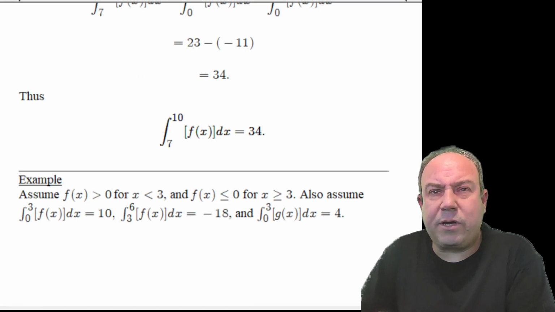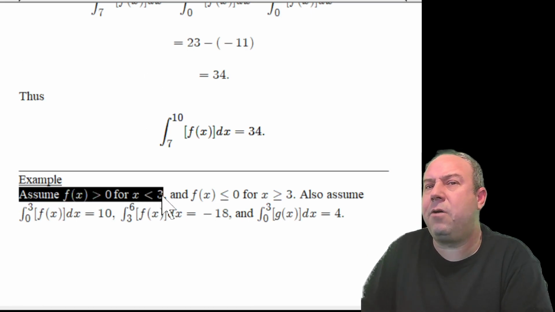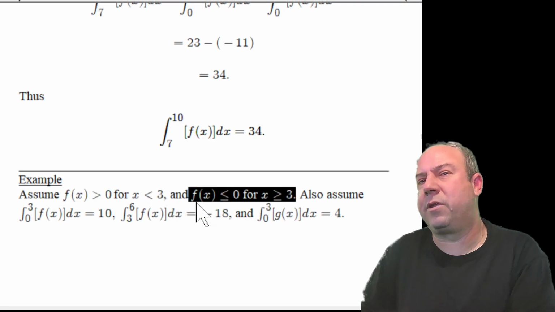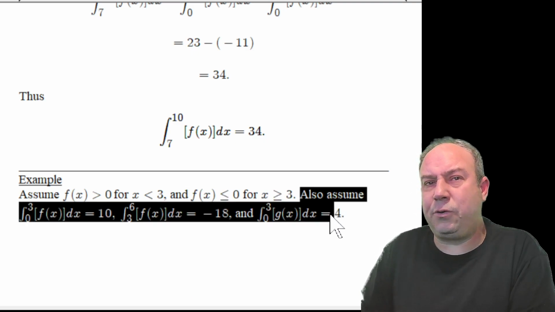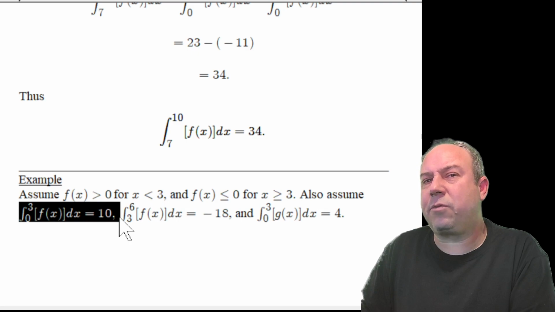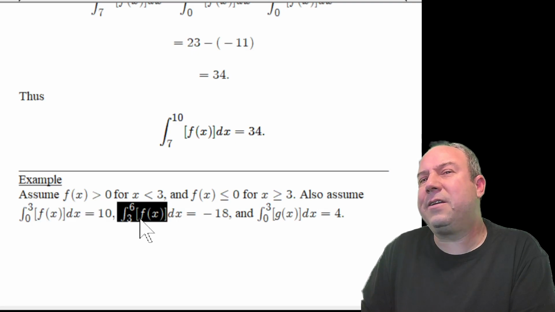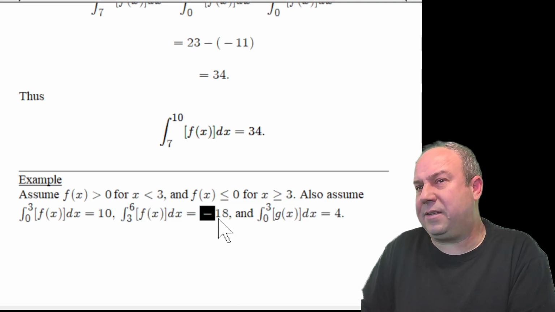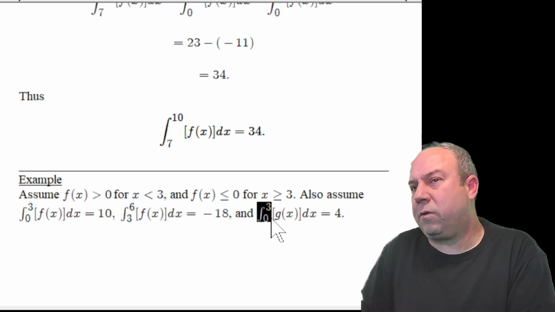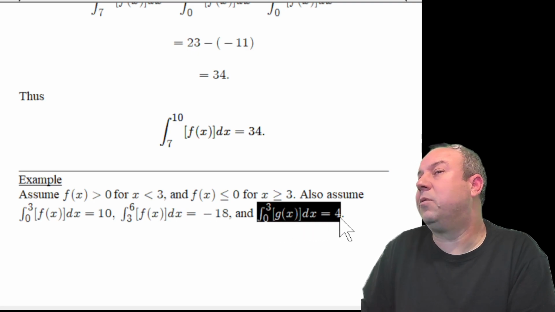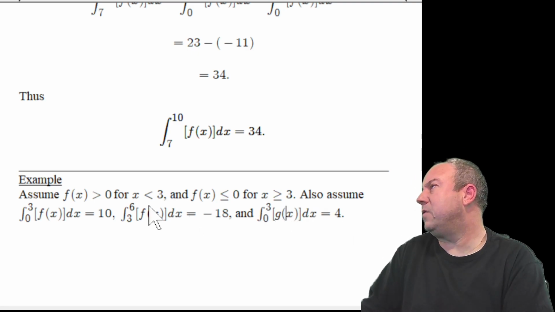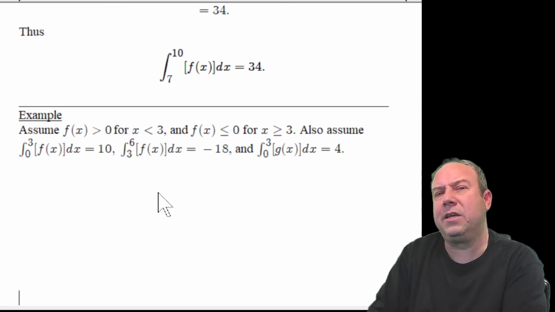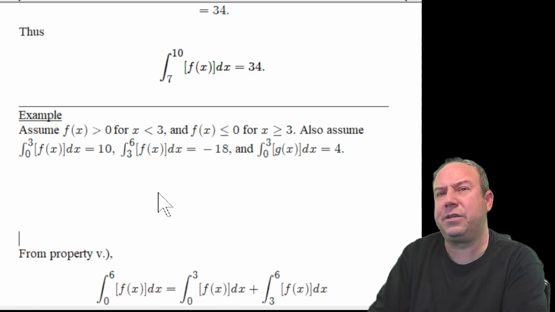All right. Here we're going to assume that f of x is going to be bigger than 0 for x less than 3, and f of x is going to be less than or equal to 0 for x greater than or equal to 3. And we're also going to assume that the integral from 0 to 3 for f of x is equal to 10, and the integral from 3 to 6 for f of x is equal to negative 18. Along with the integral from 0 to 3 for g of x being equal to the value of 4. So we have a few assumptions in place here. All right. Let's keep these all in mind as we do this calculation.